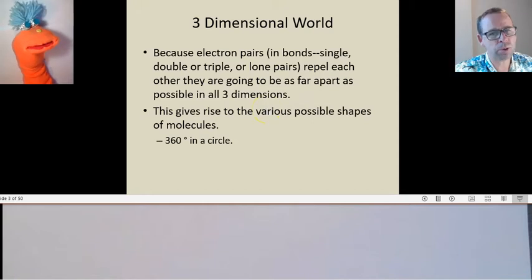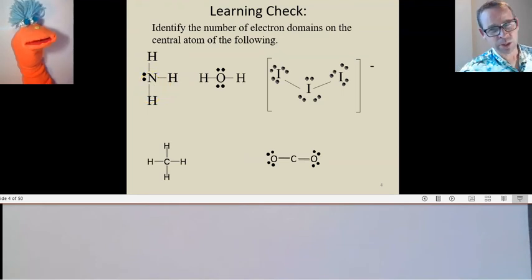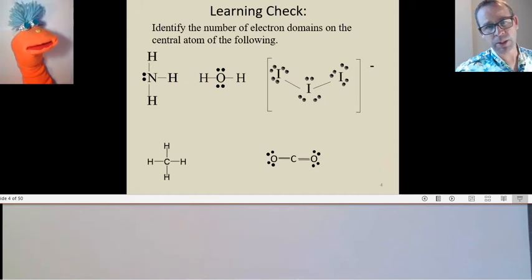Remember, we're in a three-dimensional world, but we're always drawing on a two-dimensional surface, okay? So that creates some things that we have to always be mindful of. So, for example, nitrogen here has 1, 2, 3, 4 regions of electron density around it, right? Our central atom has 1, 2, 3, 4 regions of electron density around it. Identifying the number of regions of electron density is the first step in knowing the shape of a molecule.